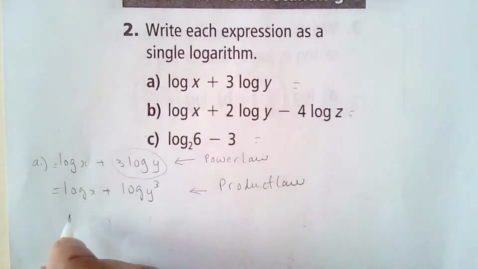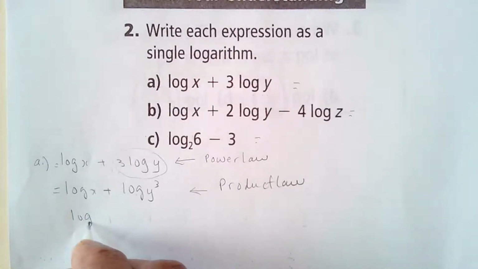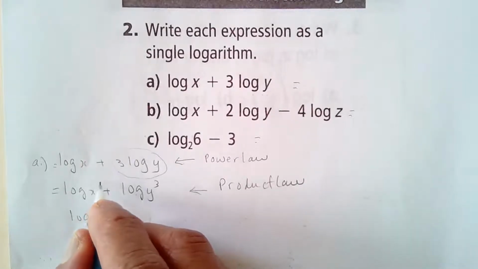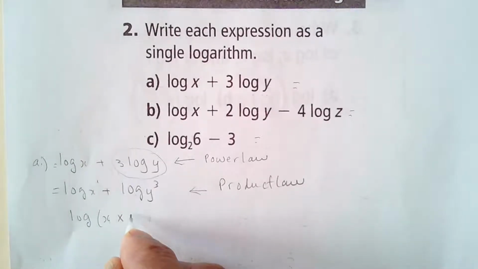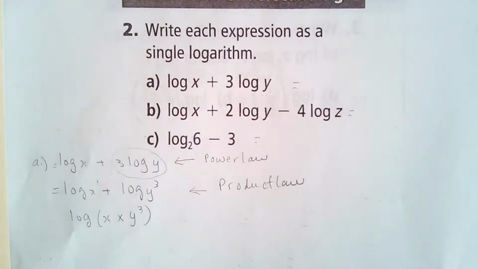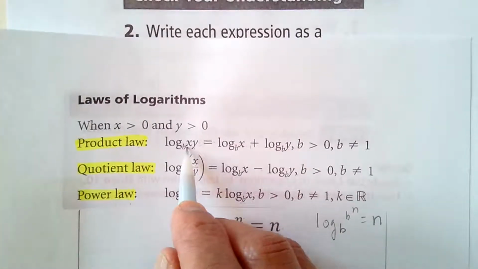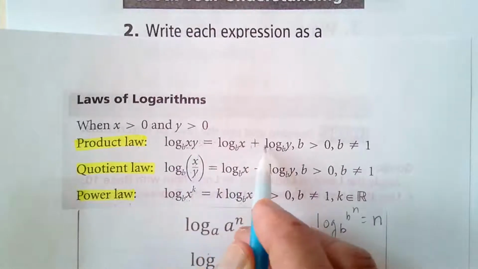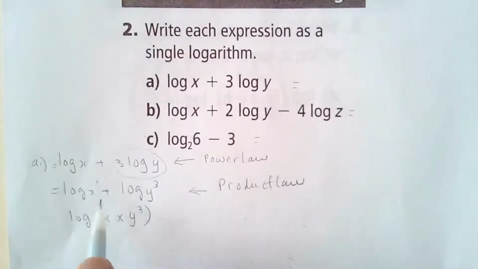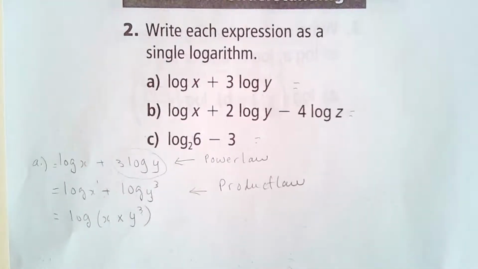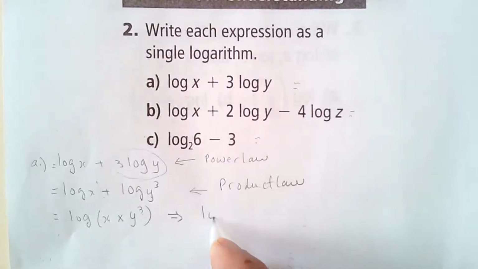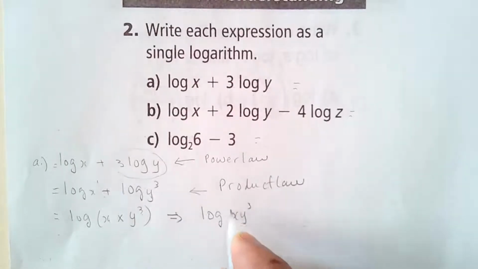So we combine these, so we have log. Now, here we have x to the power 1, so we have x times y^3. And remember, in this case we're using x times y, so remember to keep your exponent. We can simplify this and make this log of x times y to the power 3.